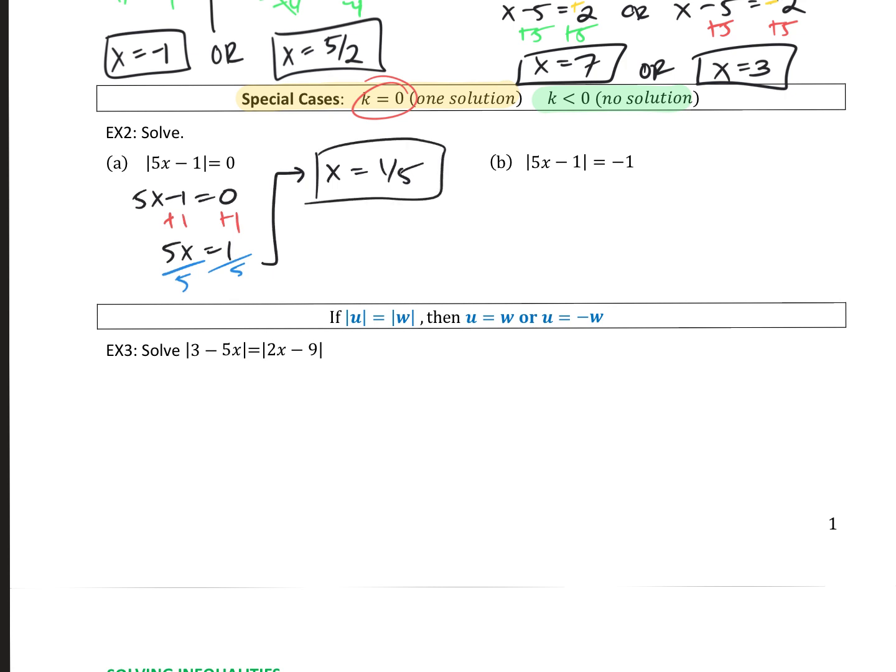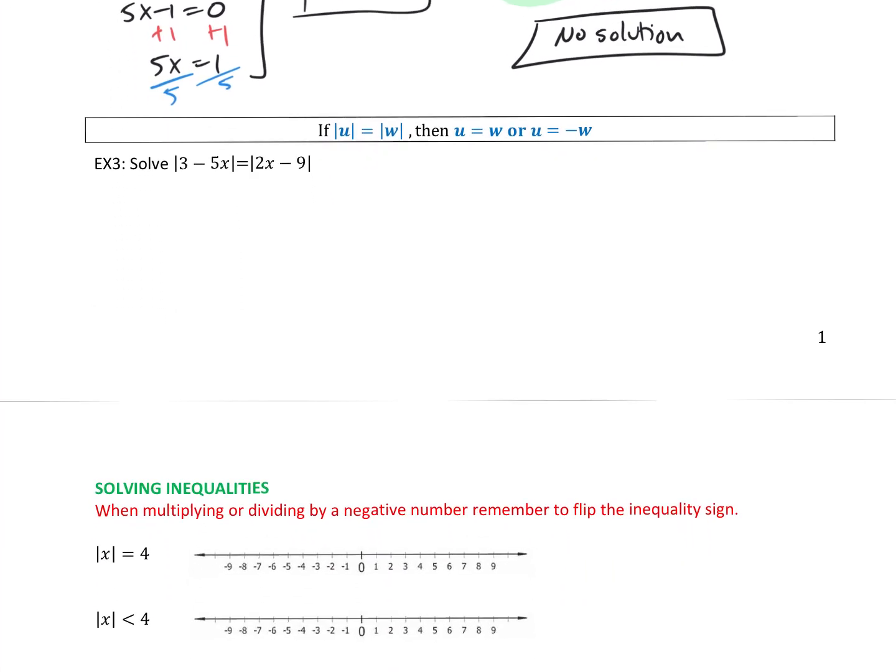For the next one, we have our absolute value, and it is equal to a negative number. Again, we know this is not possible. So because this is not possible, we're just going to go ahead and say no solution. And we're done. Now, let's take a look at another case.